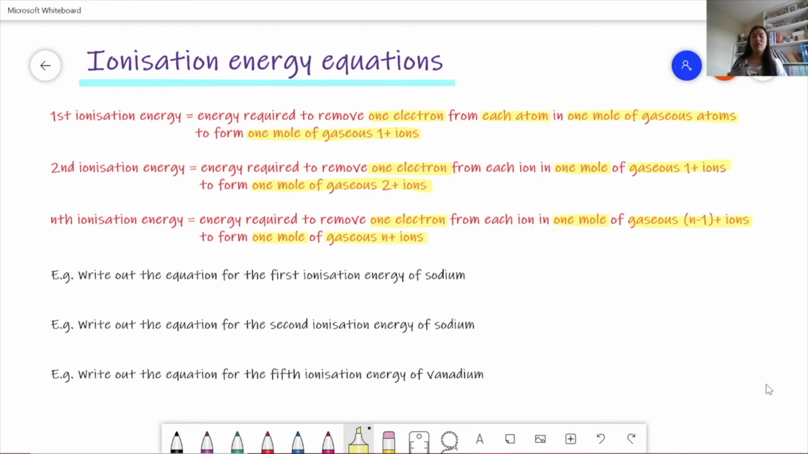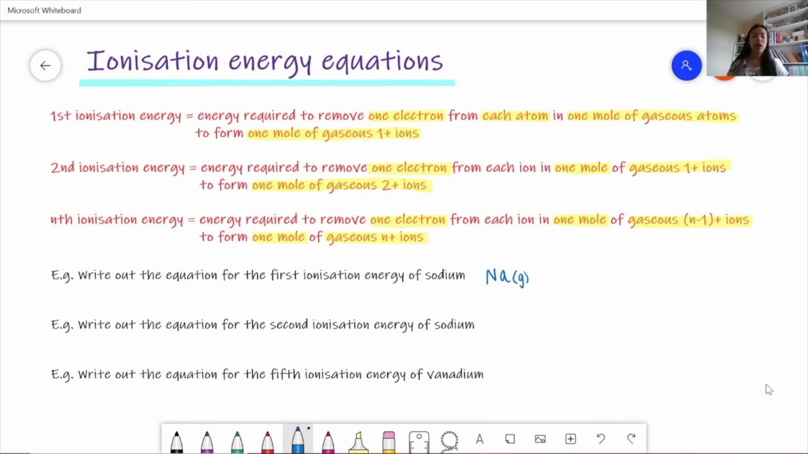So we're going to look at writing out the equation for the first ionization energy of sodium. So we start off with a sodium. And now we need to remember our definition and how everything is in their gas phase. And so we have to put in a state symbol, which will be a G for gas. And then what we do is we remove an electron. And so it's convention to write electrons as a gain instead of a loss.